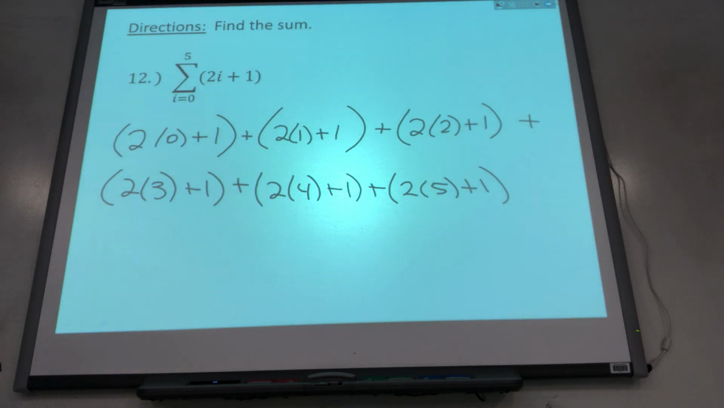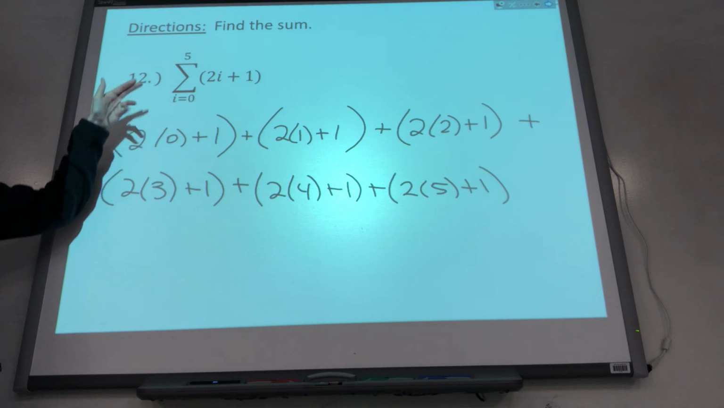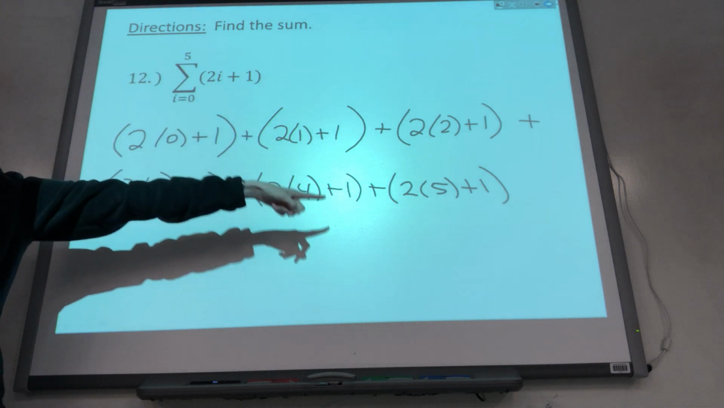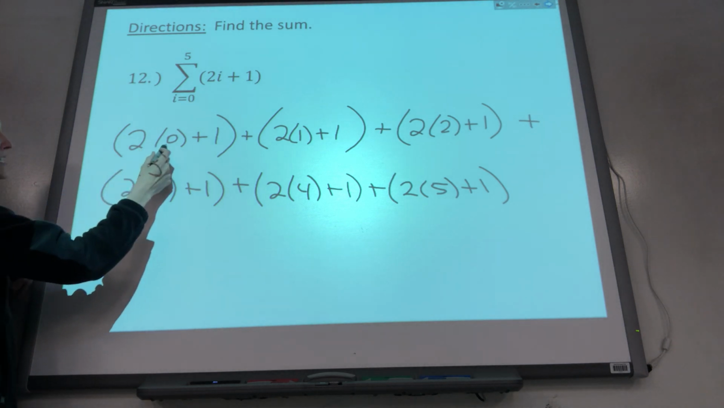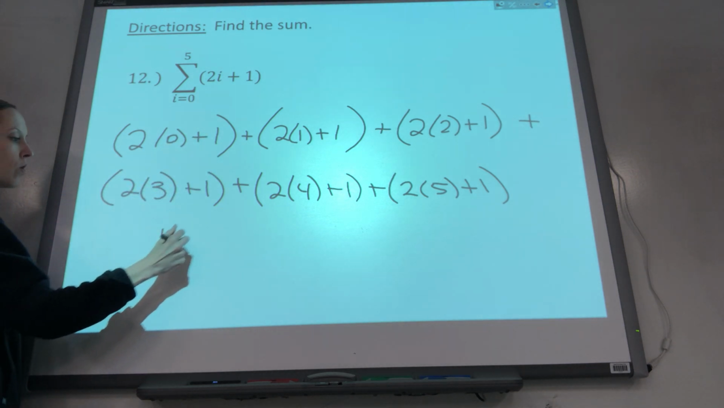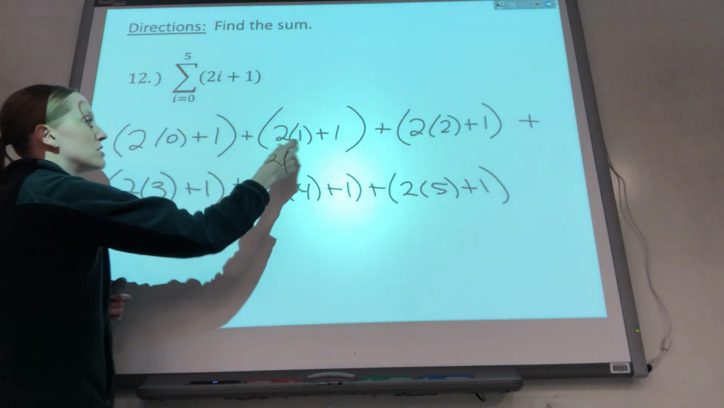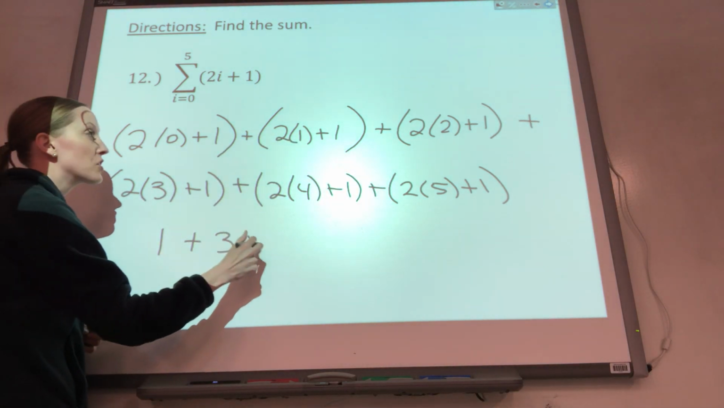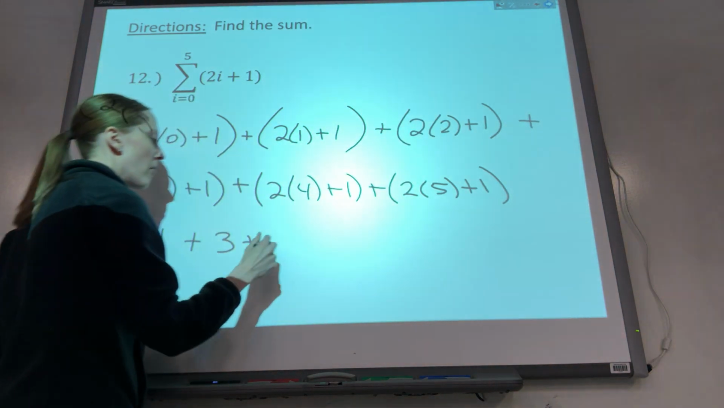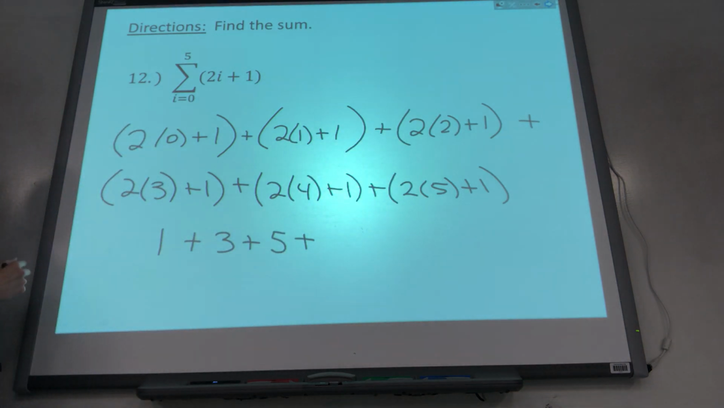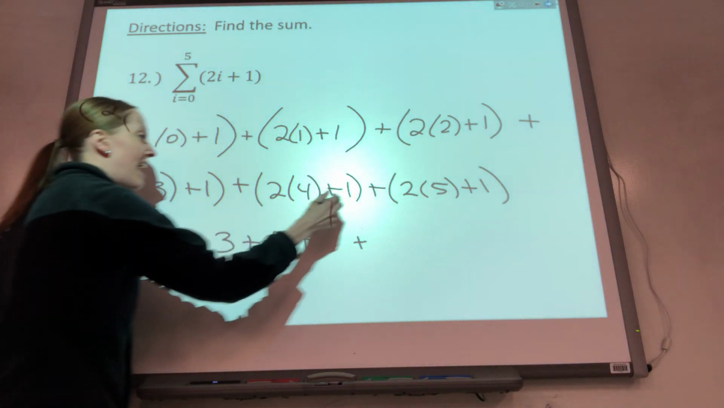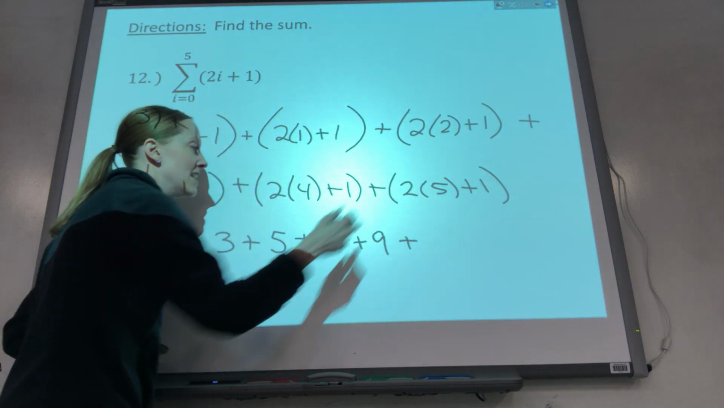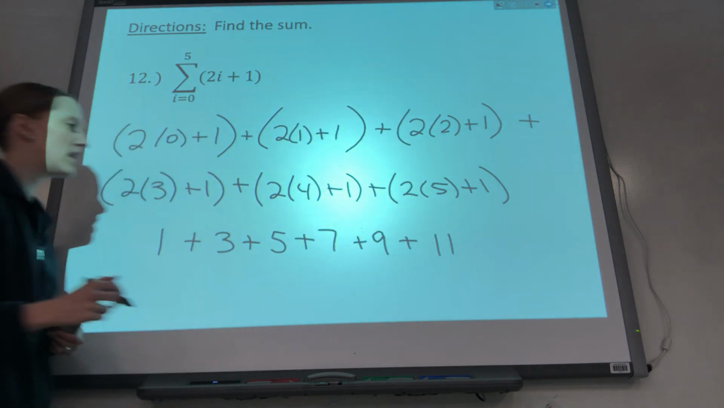The number on the bottom is where you start, and then you plug in every other number until you hit that one, the number on top. So that's the last number to plug in. Now, 2 times 0 is 0. 0 plus 1 is 1. 2 times 1 is 2. 2 plus 1 is 3. This would be 4 plus 1, which is 5. 6 plus 1, which is 7. 8 plus 1, which is 9. 10 plus 1, which is 11.